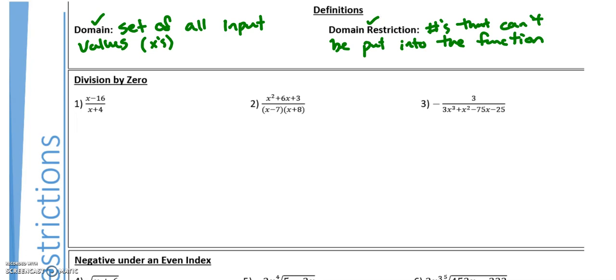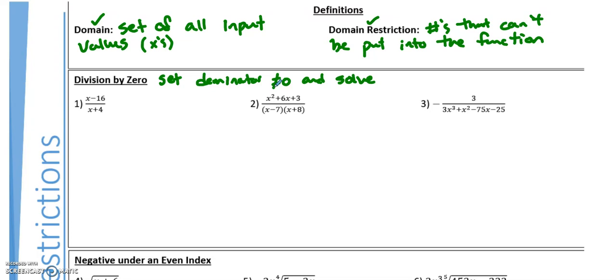So our first set of domain restrictions are going to come from division by zero. We know that we can't divide by zero, so if we have a fraction, what we need to do is set the denominator equal to 0 and solve. And specifically, I'm going to talk about restrictions, what we can't have. And since we can't have division by 0, we're going to say that we set it not equal to 0 and solve. Same idea, it's just a difference of the terminology of what we're using.